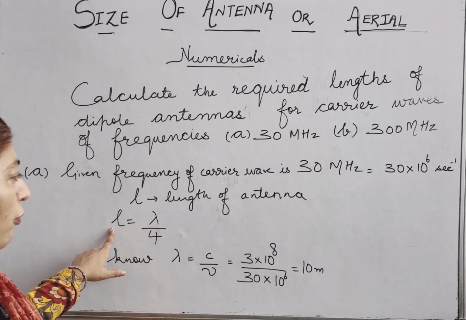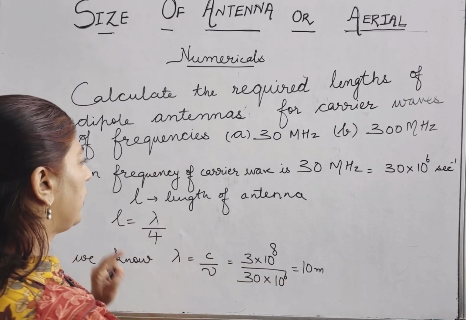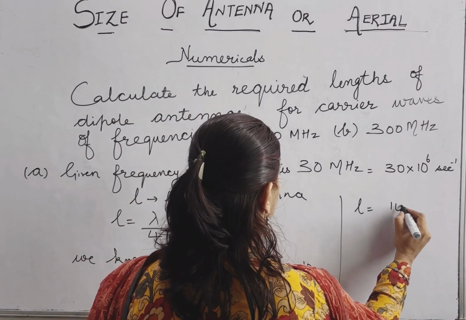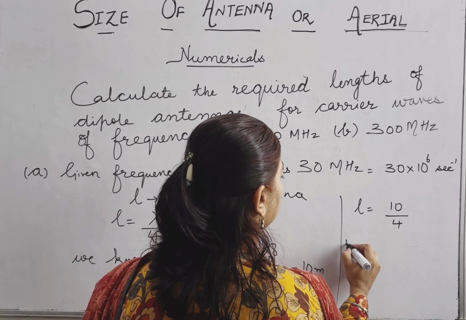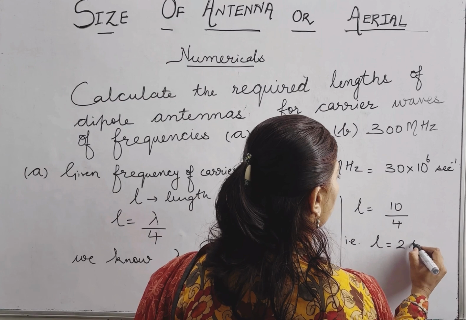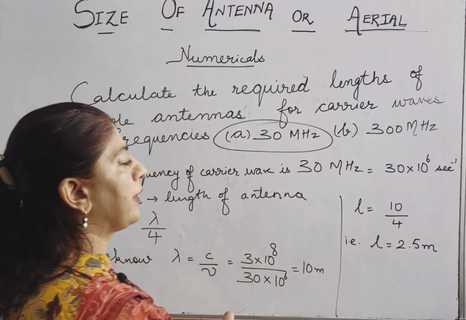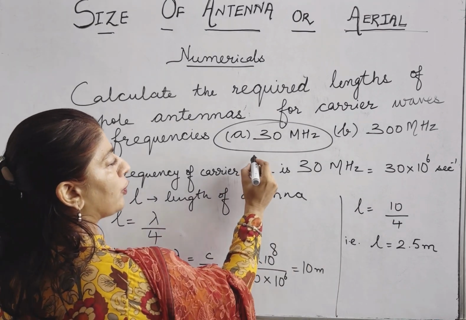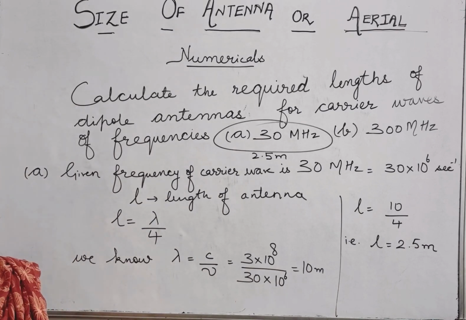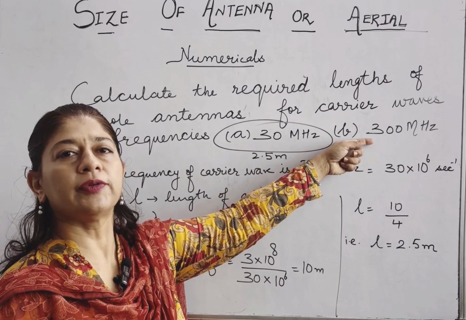Now we found the wavelength. The required quantity is the length of antenna. Now we will put the value of lambda, 10 meter, in this equation. So L is equal to 10 by 4, that is, the length of antenna required is 2.5 meter. So for 30 megahertz, the length of the antenna required comes out to be 2.5 meter. Now let us calculate for the next frequency, that is 300 megahertz.